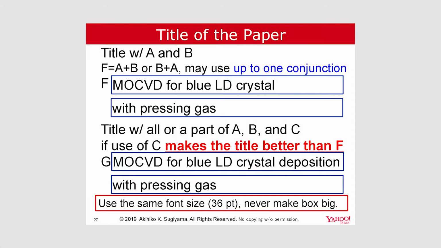So the title of the paper, by combining A and B, that's the value and the trick: MOCVD for blue laser diode crystal with pressing gas. Okay, pressing gas is the trick, remember. And if you add something more to make it clearer or make it better, I just introduced the word deposition here. So: MOCVD for blue laser diode crystal deposition with pressing gas. This is a good title of the paper.